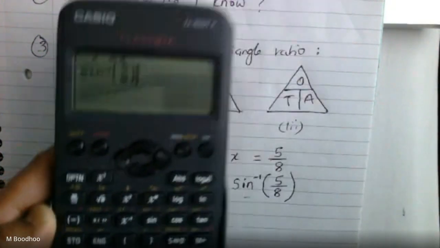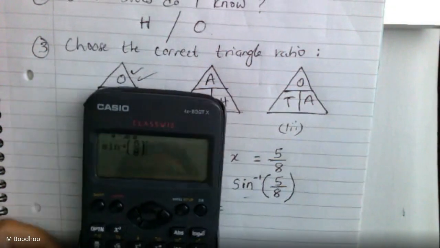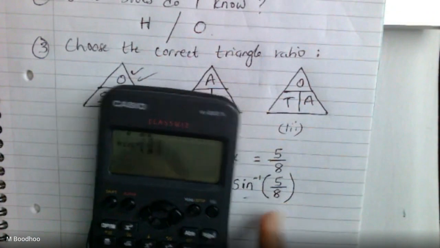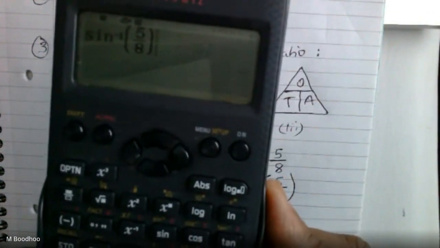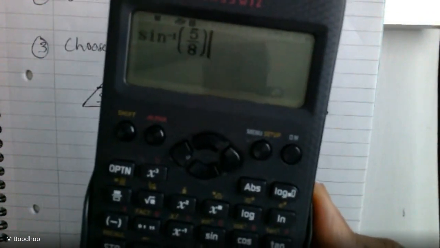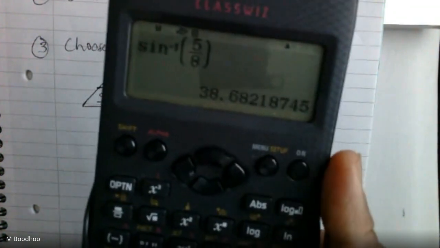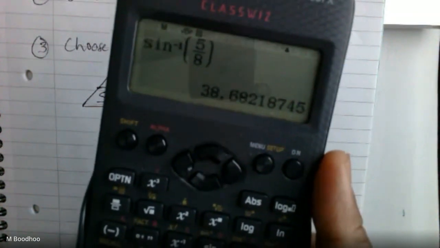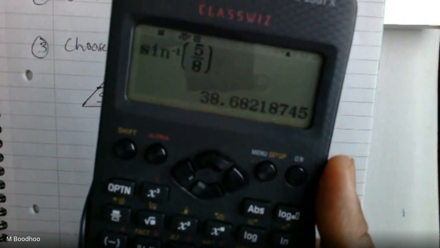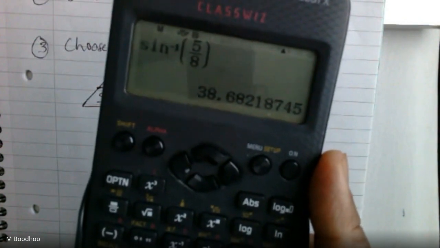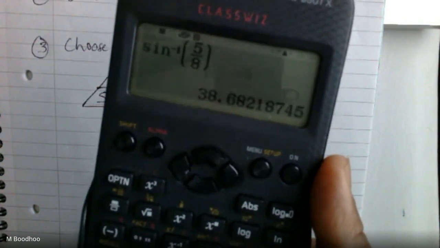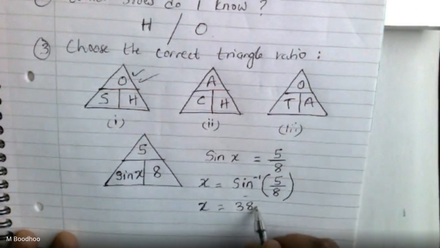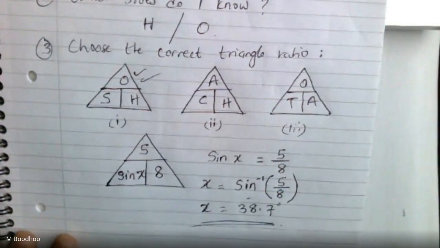So this is what I've got. Can you see? Sine inverse 5/8. All you have to do to get the angle is to press equals. So your angle is 38.68, and we don't want all these numbers. We want to round this to 1 decimal place. If you round this to 1 decimal place, you end up with 38.7 degrees. So all you have to write down is 38.7 degrees. That's your answer.